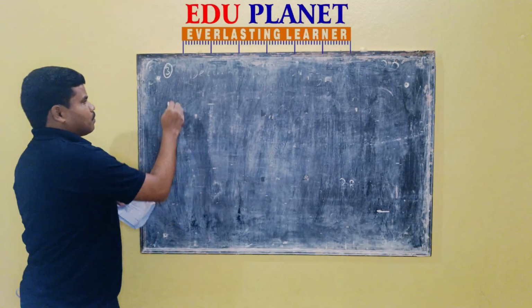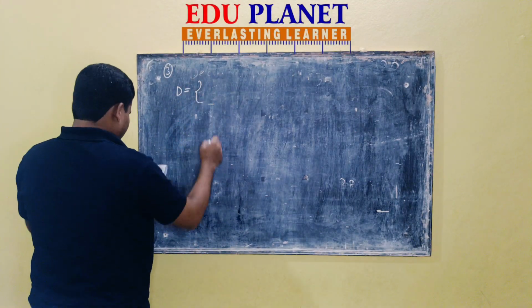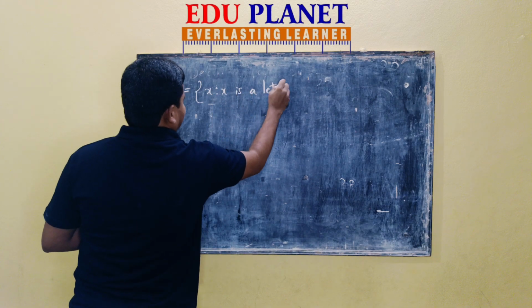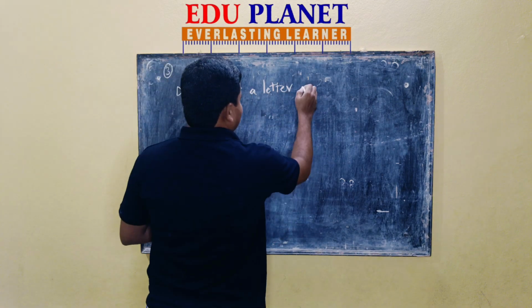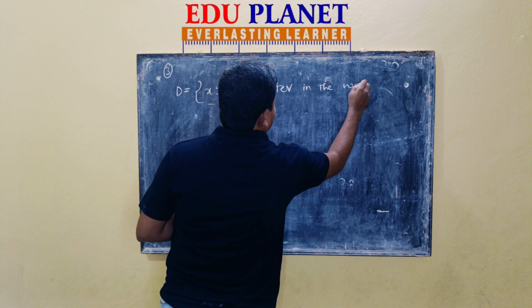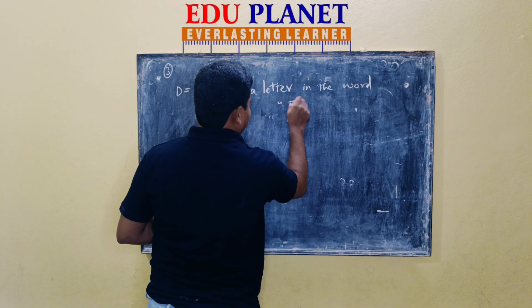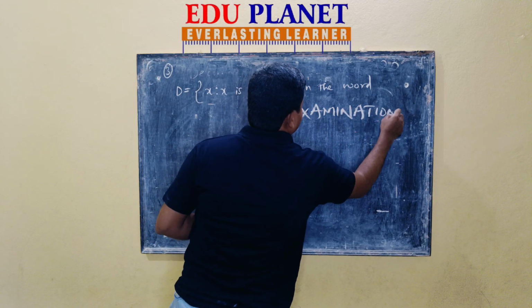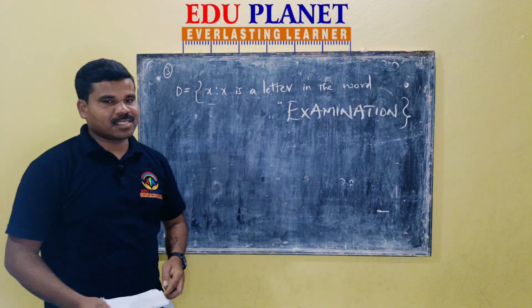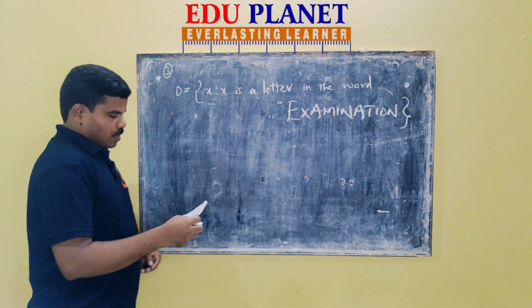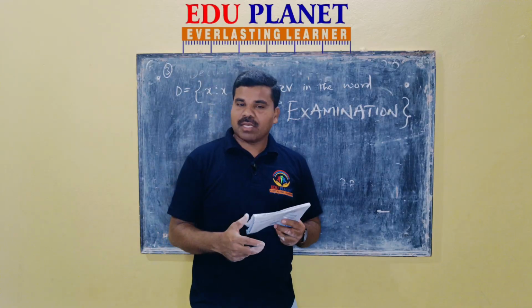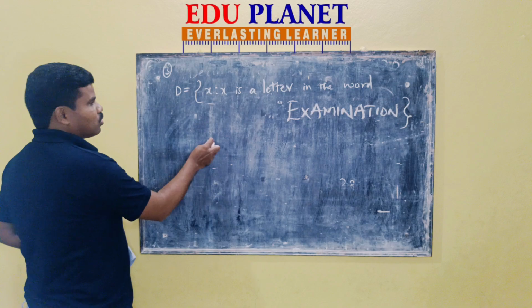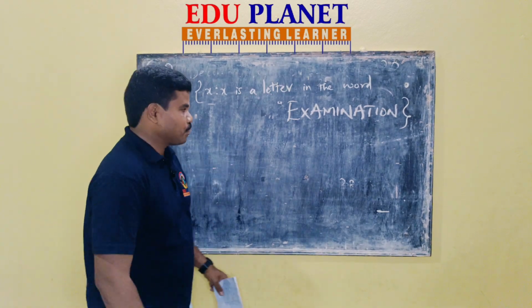Number 3: they have given the set D is x such that x is a letter in the word examination. They have given the set in set builder form. Now what is the question? The number of subsets of set D we need to find. Firstly, we have to convert it into roster form.